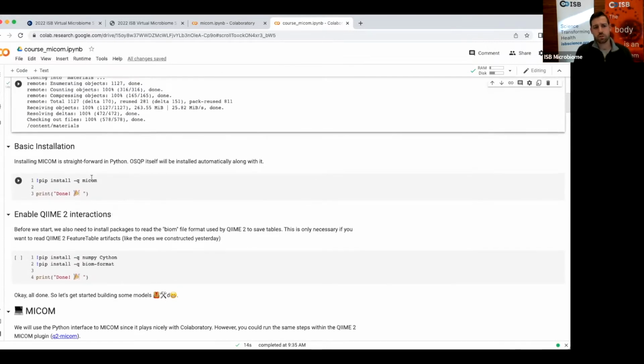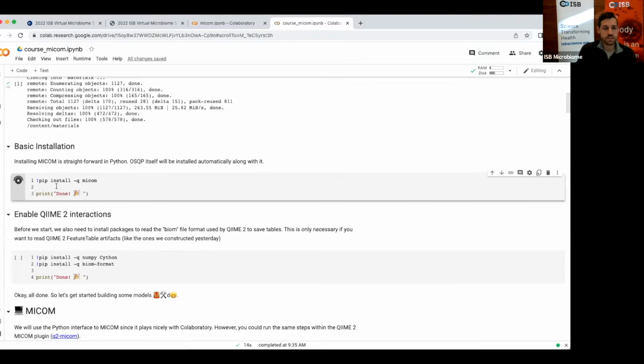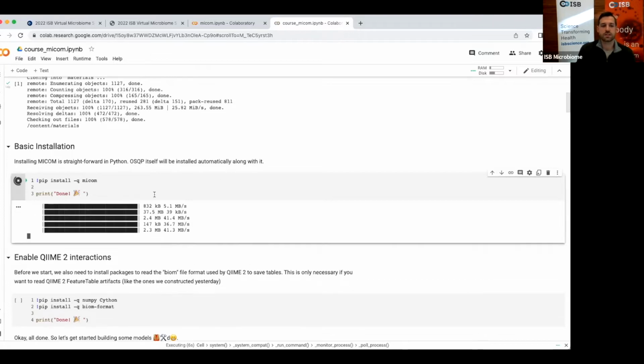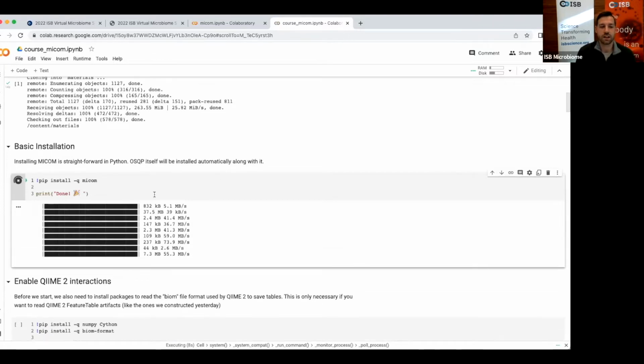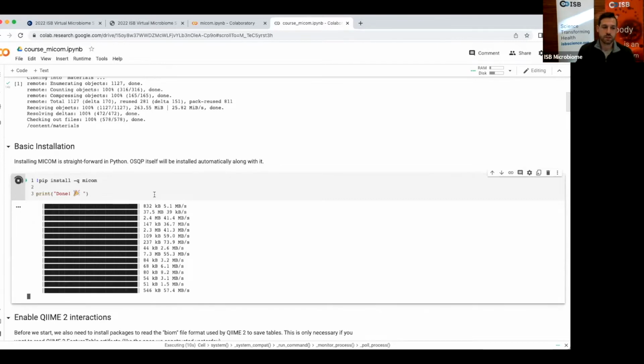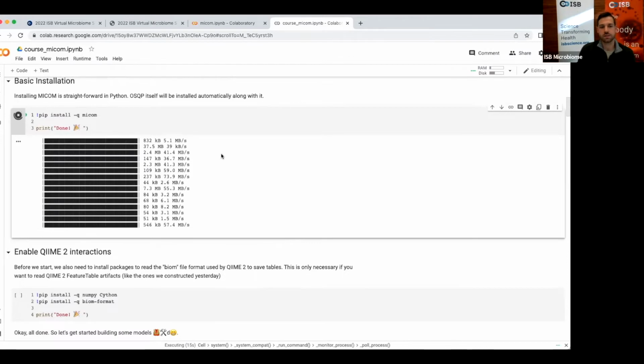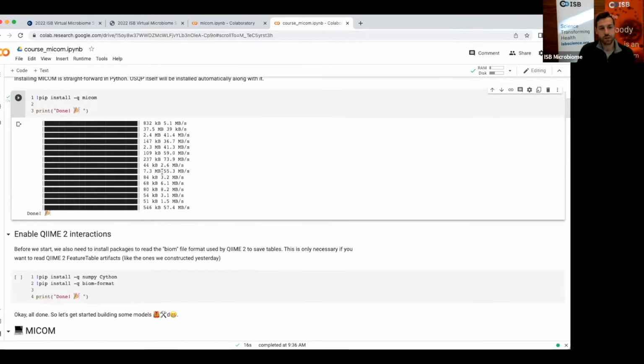Installing Mycom is pretty straightforward in Python. We can use pip to install Mycom. And again, this will go ahead and install OSQP, our quadratic programming solver, alongside it. You'll notice that this cell has this exclamation point again in front of our command. And that's just telling the notebook that it wants to run this cell as a command line prompt rather than Python. So this should go pretty quickly. This will install Mycom along with several other packages we need and OSQP.